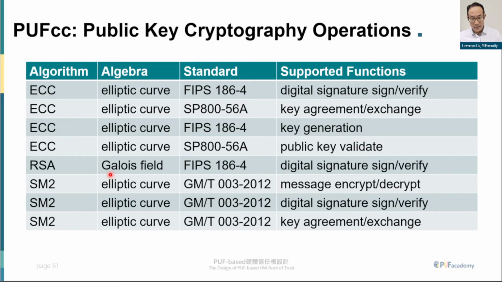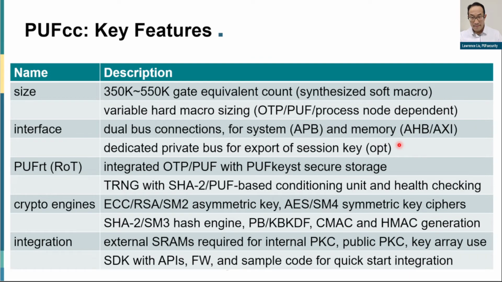So with all 3 algorithms, they have the digital signature sign and verify operations. And key agreement and message encryption operations are supported by some, but not all 3. So for example, RSA only supports, on the PUFcc, only has the digital signature sign and verify, whereas the ECC has a more complete set of supported operations. So that concludes the PUFcc operations.